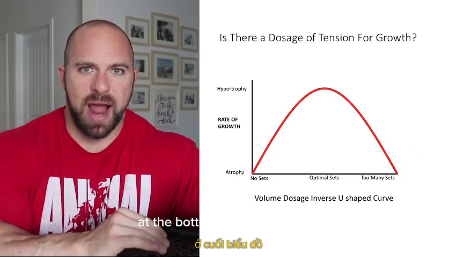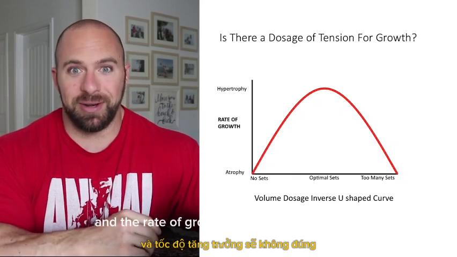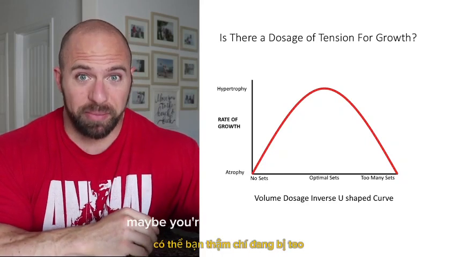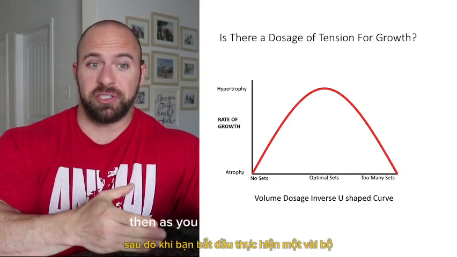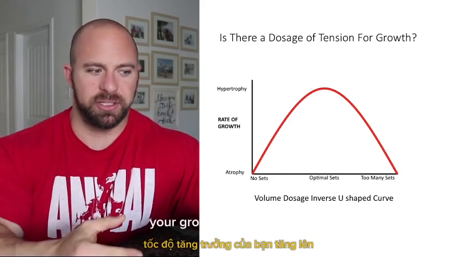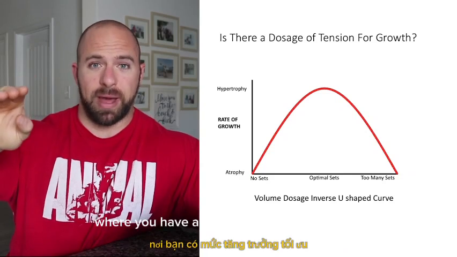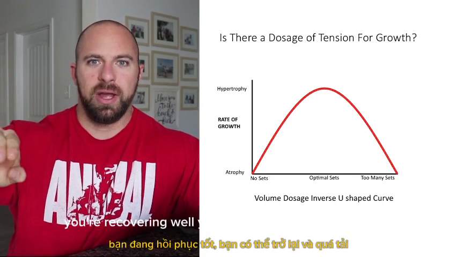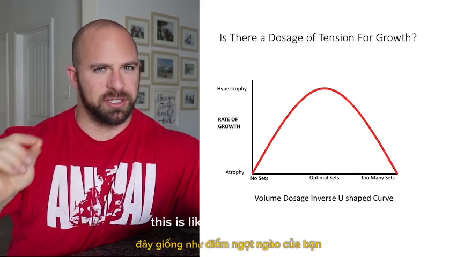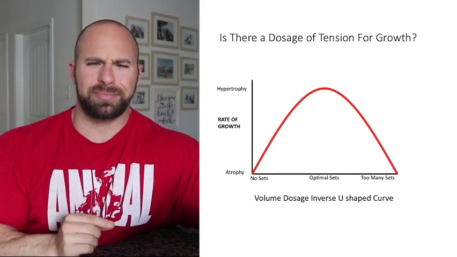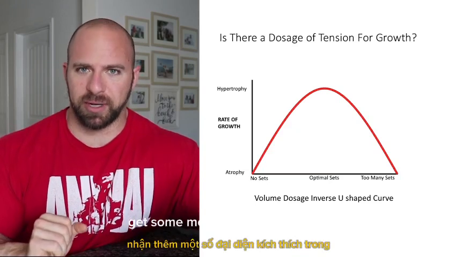At the bottom end of the graph, you see someone doing no sets. And the rate of growth is going to be none, right? Maybe you're even having atrophy because you're not even training anymore. Then as you start doing a few sets, your growth rate increases. And then you get to some point where you have an optimal amount of growth. You're recovering well, you can come back and overload and get another stimulus. And this is your sweet spot. You're like, well, I'm going to do a few more hard sets, get some more stimulating reps in.